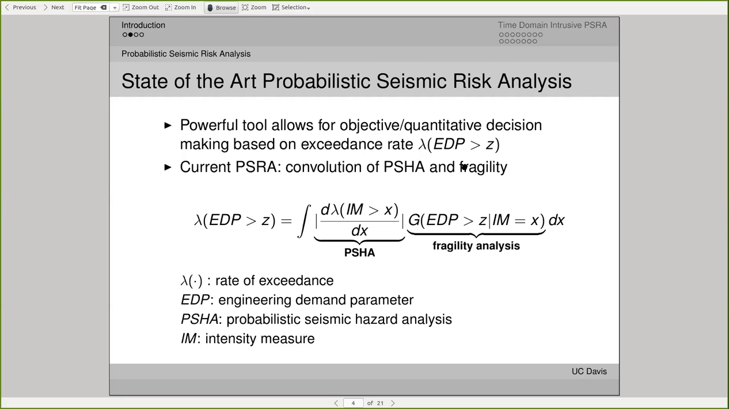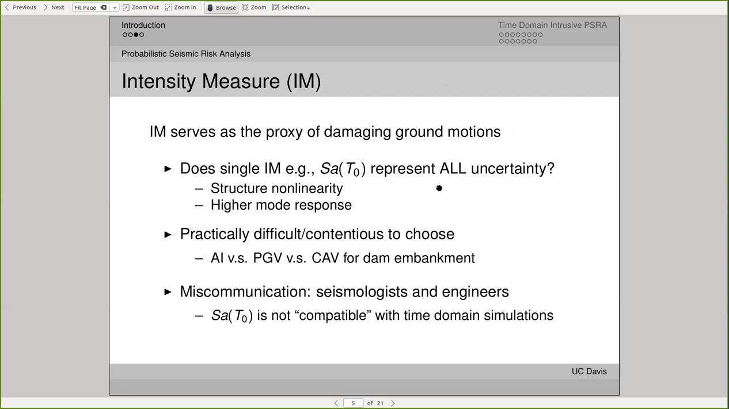However, it does have several significant issues. Number one is the use of intensity measure in the current system. So intensity measure is supposed to serve as the proxy of the damage of ground motion onto the structure system. But the problem is whether a single intensity measure can capture all the uncertainties in the ground motion that are critical or important to the structure damage. For example, for building structures, spectral acceleration at the fundamental period of the structure has been used as the intensity measure. However, this intensity measure cannot capture the structure nonlinearity.